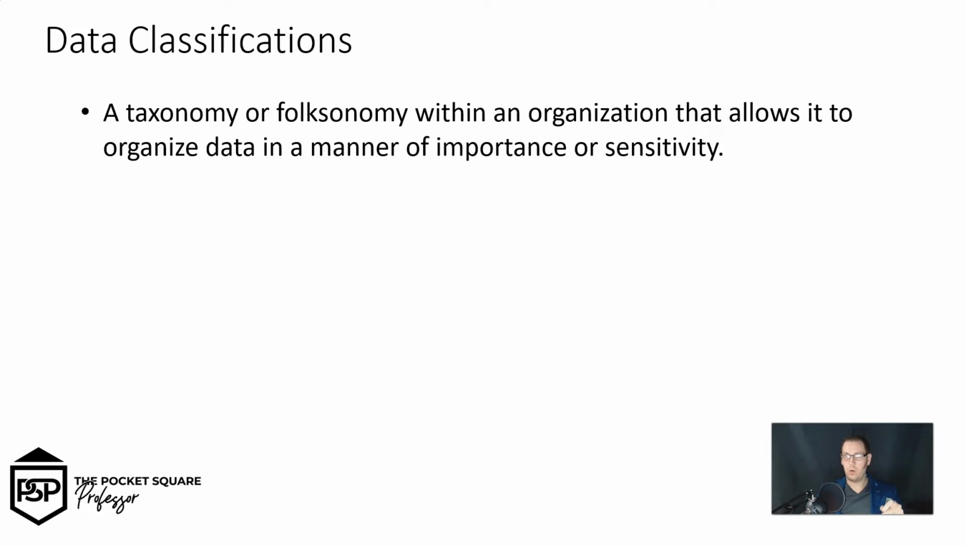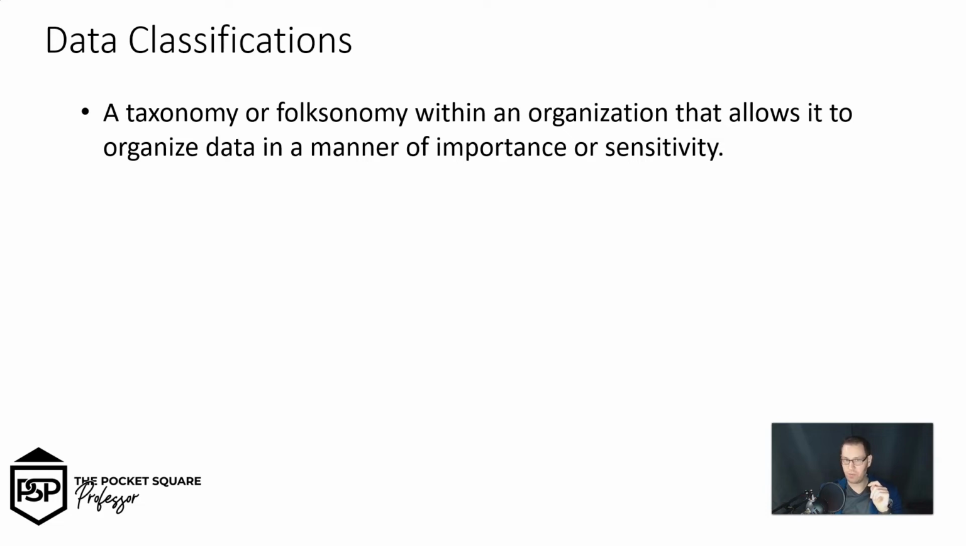Whereas a folksonomy is more along the lines of, for instance, an employee ID number. That's an easy one. We all know what an employee ID number is, but every organization has its own way of doing it. They have their own way of classifying it, if you will. So that's a folksonomy. It's unique to the folk, the group of people. Within an organization, it allows us to organize data in a manner of importance or sensitivity. These are two big words when we're looking at sensitivity or importance.